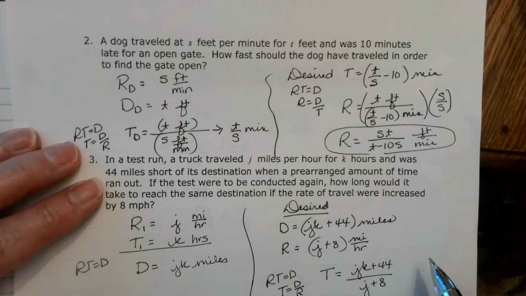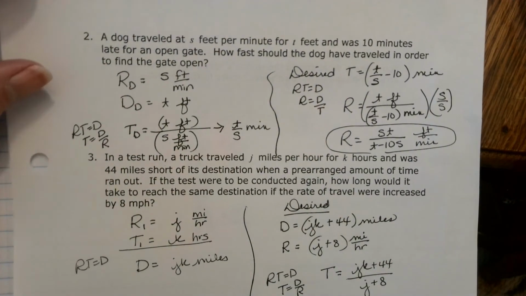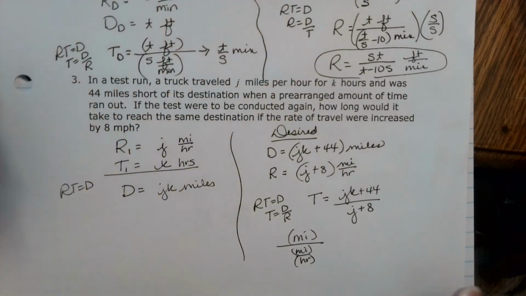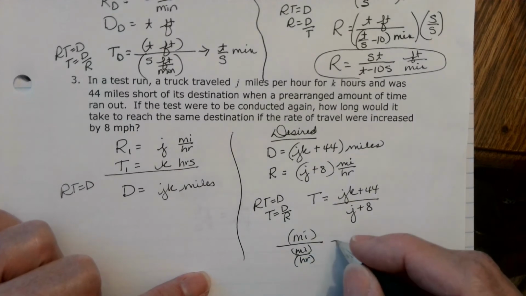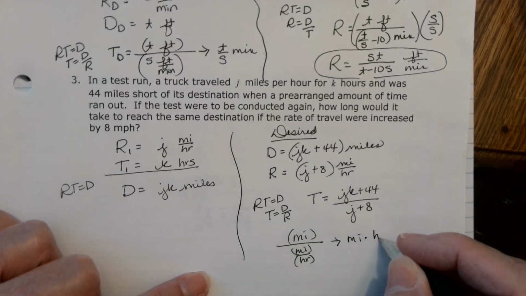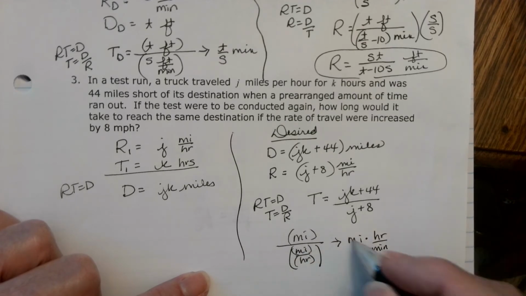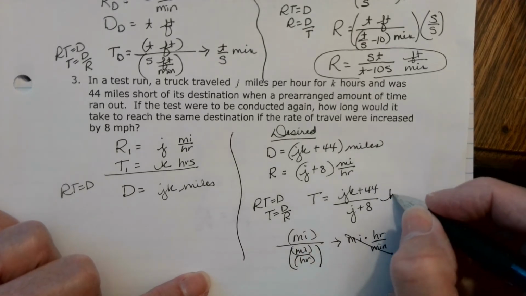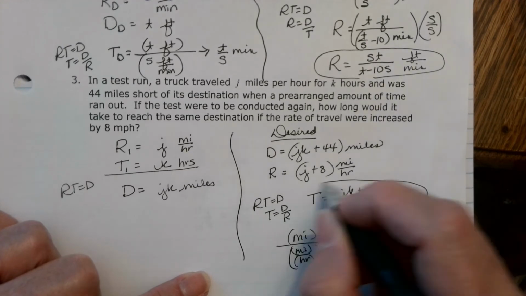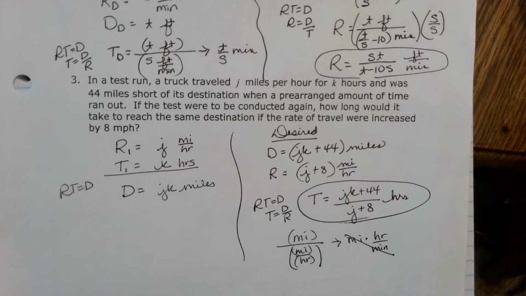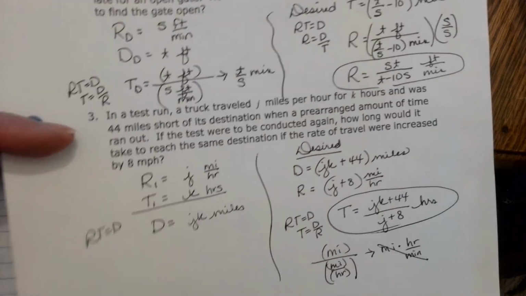Let's just make sure that that makes sense to you. If I have miles in the top and I have miles per hour in the bottom, that's the same thing as saying miles times hours over miles, multiplied by the reciprocal of the fraction in the bottom, and I get hours, and that's exactly what it should be because I'm talking about time. Okay? Okay, let's turn it over.